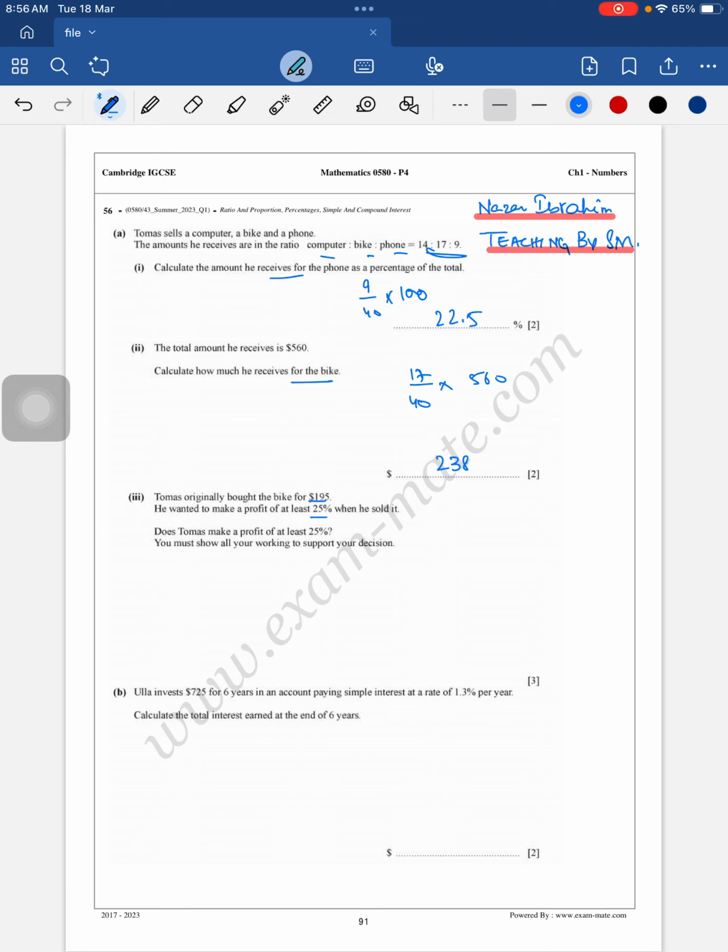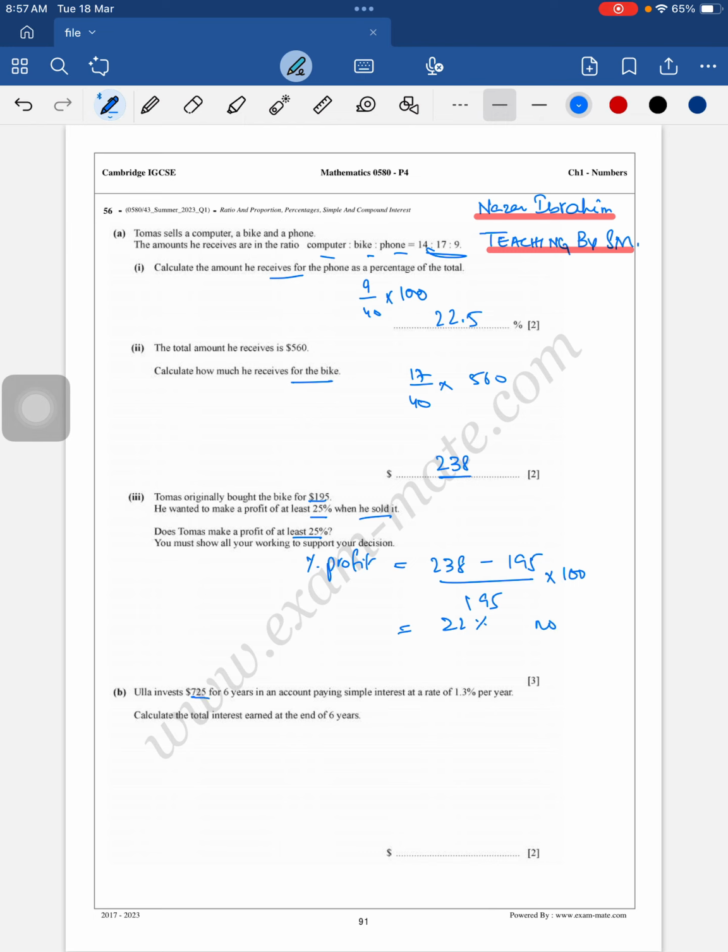Okay, Thomas originally bought the bike for $195. He wanted to make a profit of at least 25% when he sold it. Does Thomas make a profit of at least 25%? In order to check it, we need to take out the percentage profit, which is equal to the selling price, that is 238, minus 195, the price at which he purchased, upon the purchasing price multiplied by 100. Putting the values in the calculator, we are getting 22%, which is not 25%. So no, he does not make a profit of at least 25%.